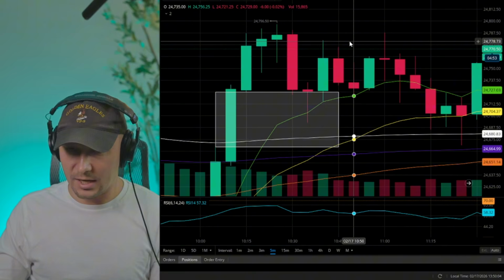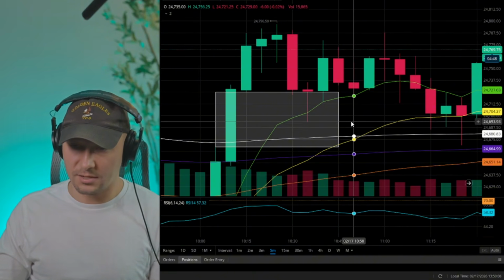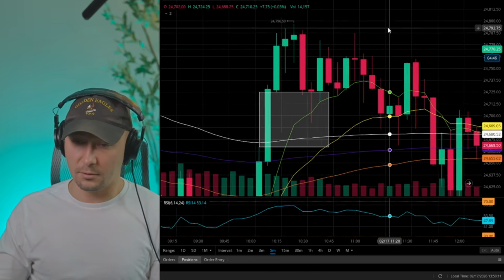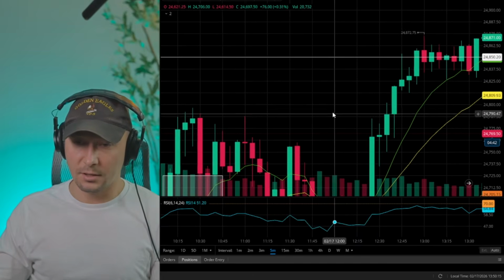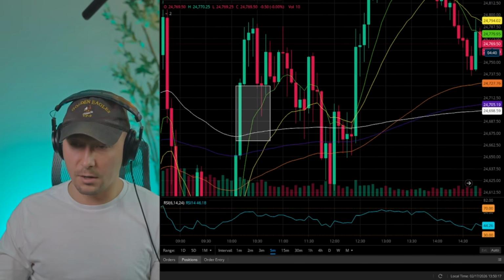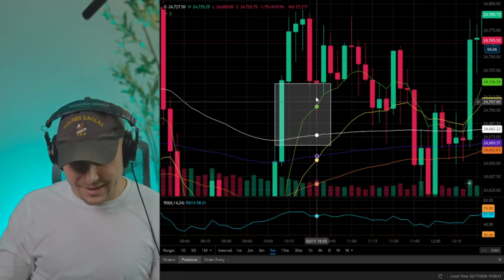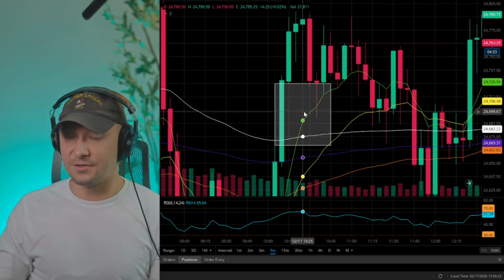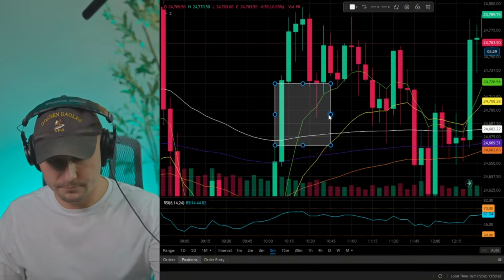This one ended up getting an entire 80 points. If you count this, it got an entire 90 points on the long. Ultimately, it went below here and then it went super long up here. But the first touch of this fair value gap gave a lot of points. So that's fair value gap right there.